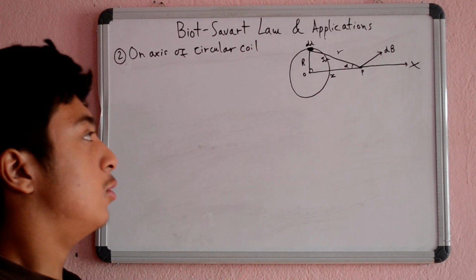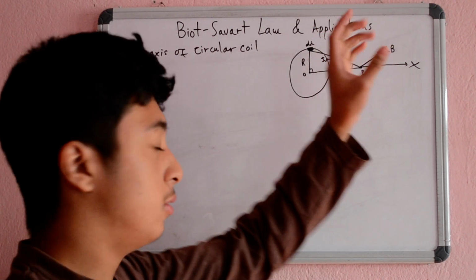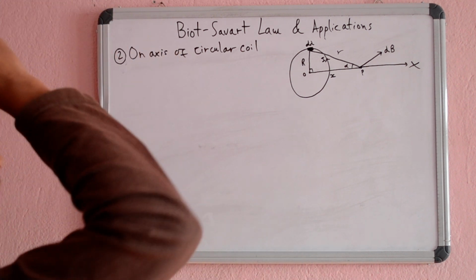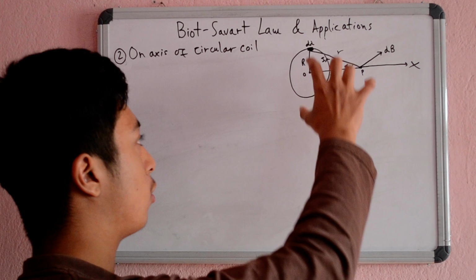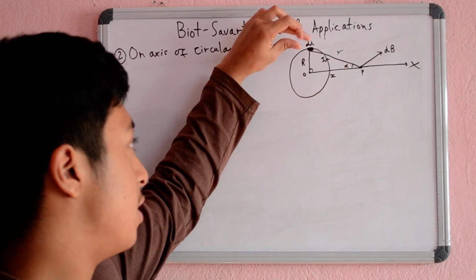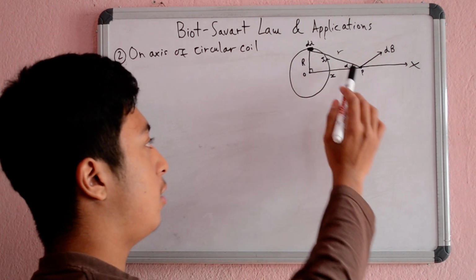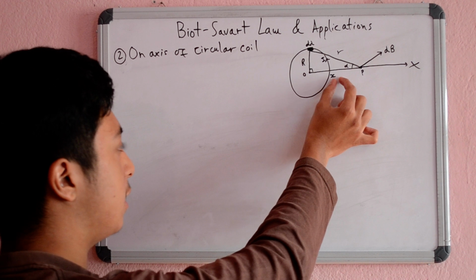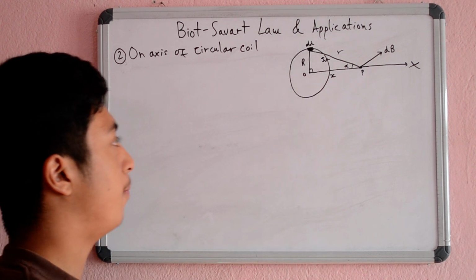Hello everyone, welcome to Biot-Savart Law and its applications, the second application on the axis of a circular coil. In this figure, we have a circular coil of radius capital R and a current element right here which makes a radius r to the point at which we need to find the magnetic field, at a horizontal distance x from the center.